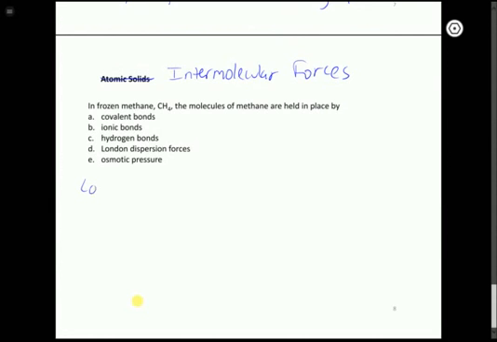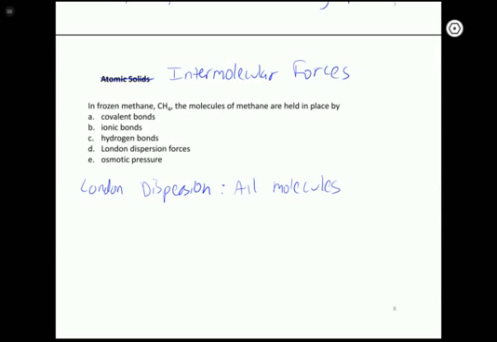So London dispersion forces we don't even have to think about. It's the weakest one, but all molecules have London dispersion forces holding them together. So it doesn't matter what it is, that's going to be a possibility. But then we want to think of, does it also have one of the other forces that's stronger? So then we go to the next strongest one, which is dipole-dipole.